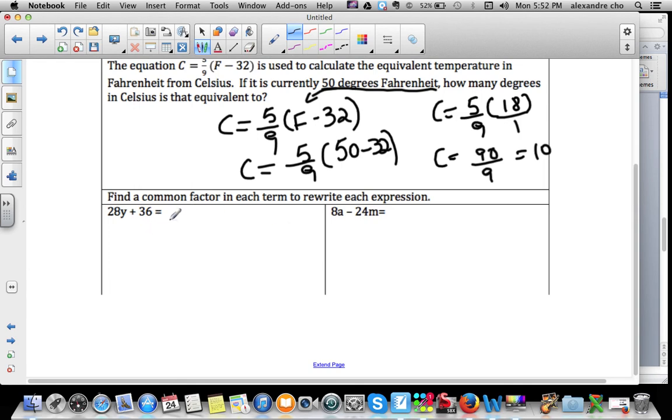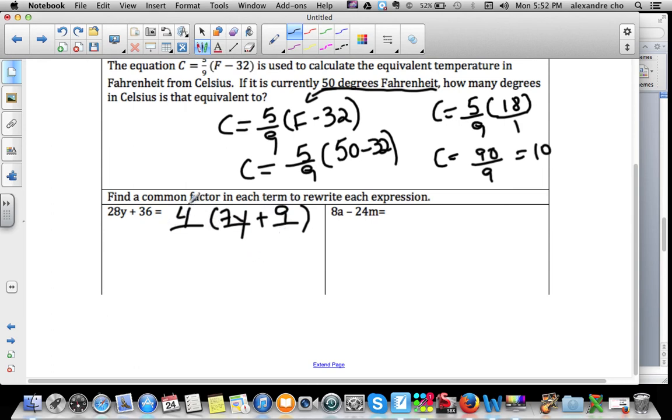This one is working. It's find a common factor in each term to rewrite each expression. Remember, we're taking the distributive property and sort of working backwards, if you want to think of it that way. You're factoring it out. So here's what you can write. So think of a number that goes into 28 and 36. There are quite a few. I would pick, I don't know, you can pick 4. Does 4 go? Yeah, 4 does. So 4 goes into 28 and 4 goes into 36. 4 goes into 28 7 times, 7y, and 4 goes into 36 9 times.